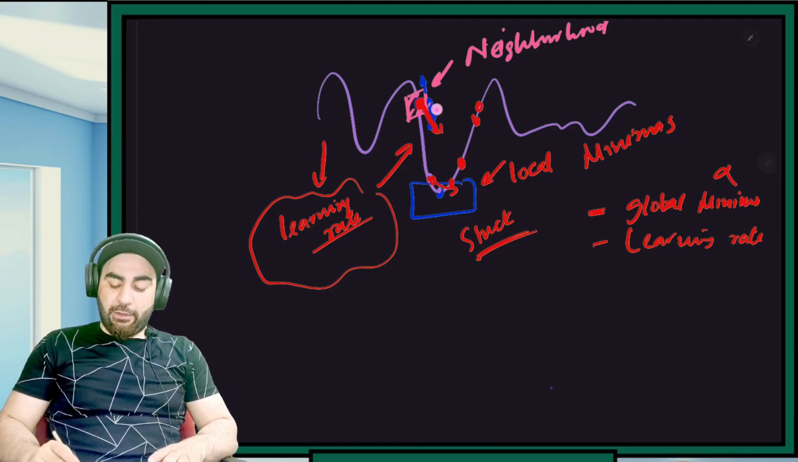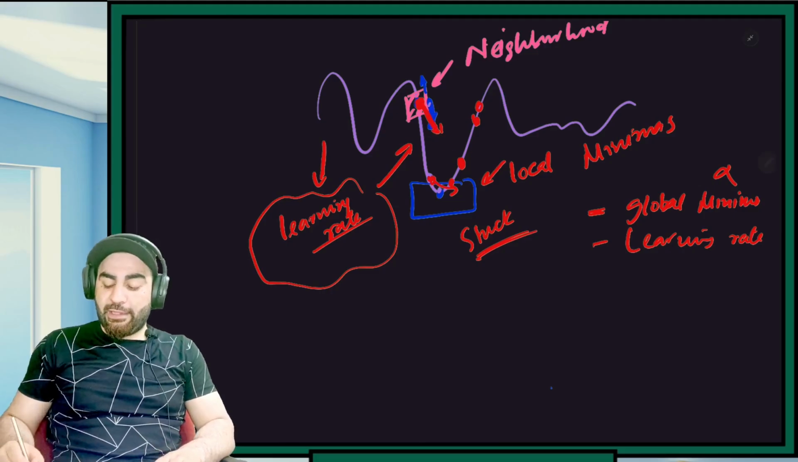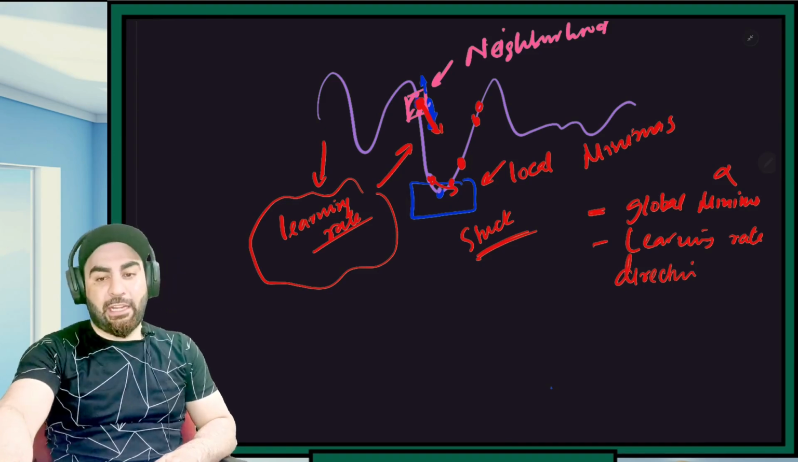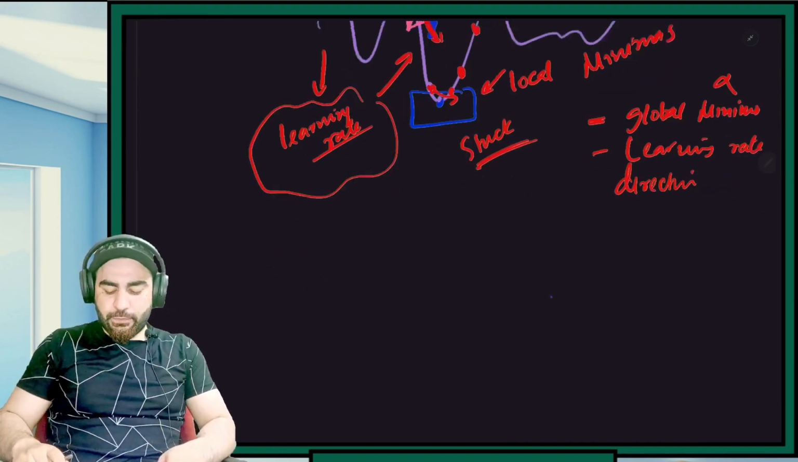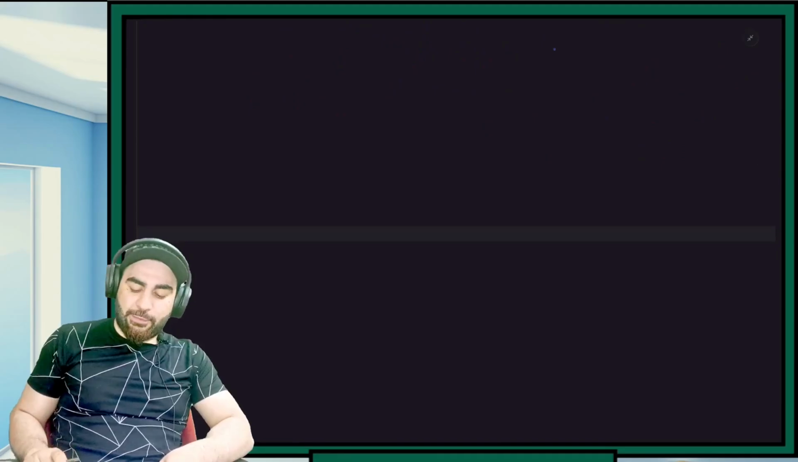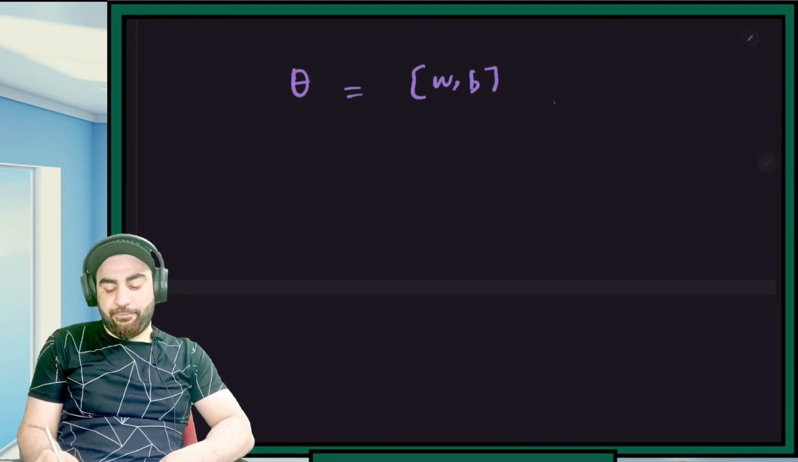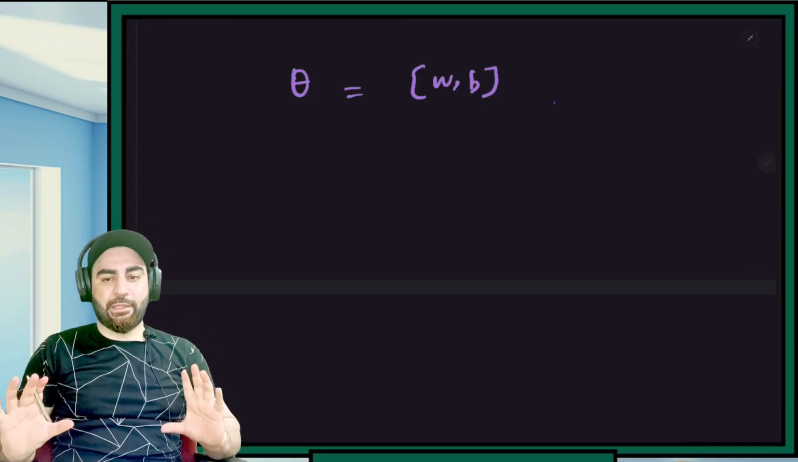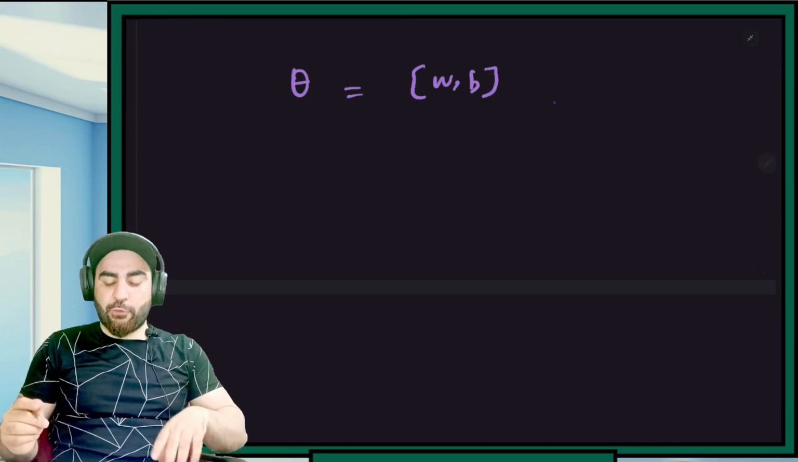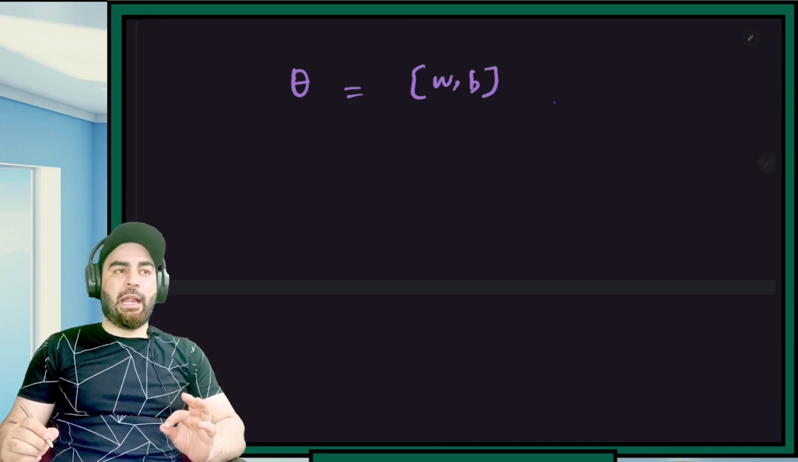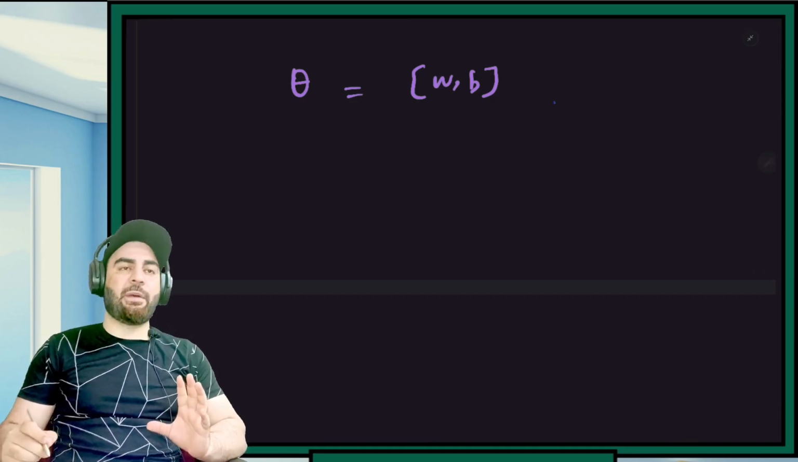Once you take this step, actually we want to find the direction. Now let's have a mathematical treatment of direction. Initially we have this parameter theta. Theta is the weights and biases, a set of parameters. The objective is to find such parameters, such W and such bias, so that we get the minimal loss.